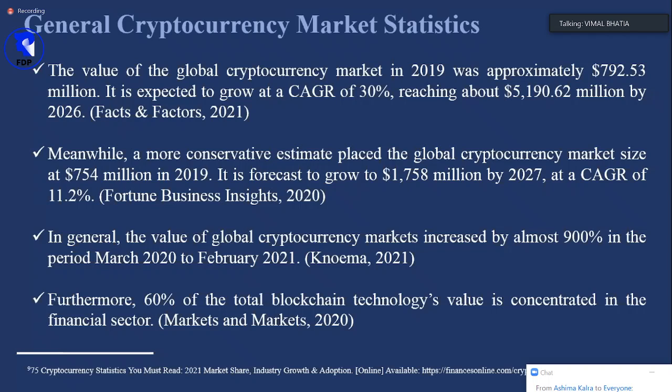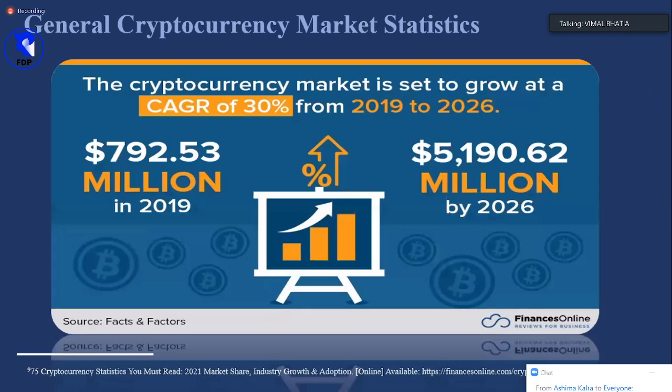This is one agency's facts and factors, but there are others as well. There's a conservative estimate that the global cryptocurrency market size might be 754 million in 2019, but it's forecast to reach 1,700 million, so there's still a CAGR of 11.2%. And in general, the value of the global cryptocurrency market increased by almost 900% in just a year, during the pandemic era. Further, 60% of total blockchain technology value is in the financial market. So mostly it is focused on the financial market. That's where it got famous. But in future, we are going to see it applied to other areas as well.